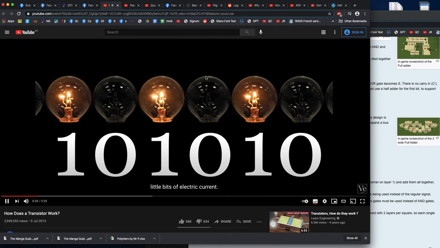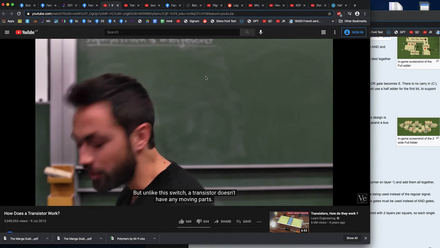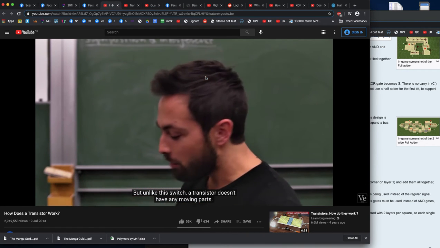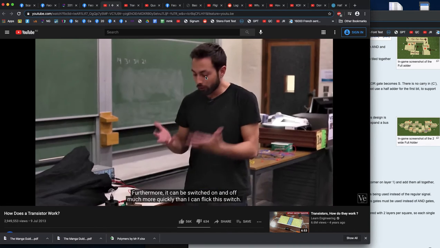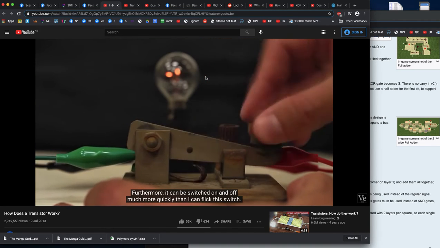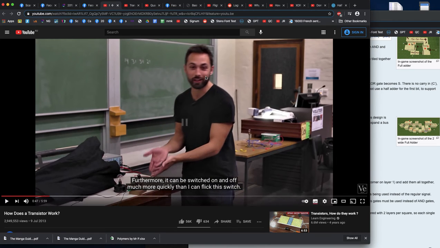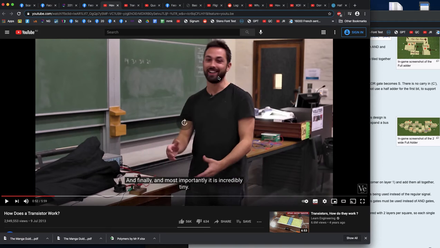Little bits of electric current. But unlike this switch, a transistor doesn't have any moving parts, and it also doesn't require a human controller. Furthermore, it can be switched on and off much more quickly than I can flick this. Okay, so the advantage of transistors is that they are tiny, they're incredibly fast, they have no moving parts, and they can be controlled without human input.